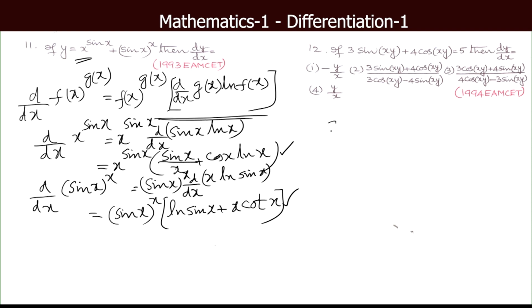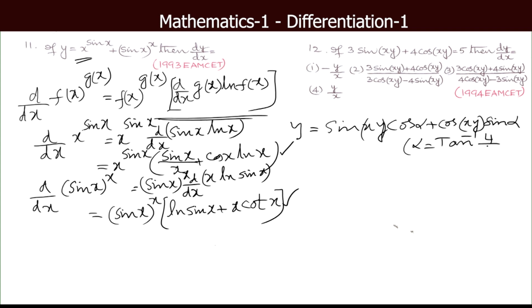sin xy cos alpha plus cos xy sin alpha. ఇలా రాయొచ్చు వైని. where cos alpha is 3/5 and sin alpha is 4/5, where alpha is arctan 4/3. ఇలా అనుకోవచ్చు. This is sin xy plus alpha. Y కాదు, this is not y.